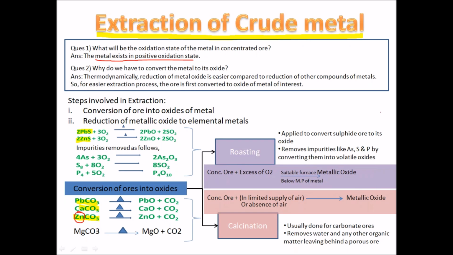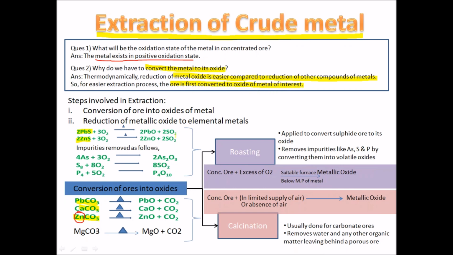Now, what are the steps which are involved in the extraction of the crude metal? Since the metal exists in the positive oxidation state, first we are going to convert the ore into the oxide of the metal, and secondly we are going to reduce the metallic oxide to the elemental metal. From the principles of thermodynamics, the reduction of oxide is easier when compared to the reduction of other compounds of the metal. So for an easier extraction process, the ore is first converted to the oxide of the metal of interest.